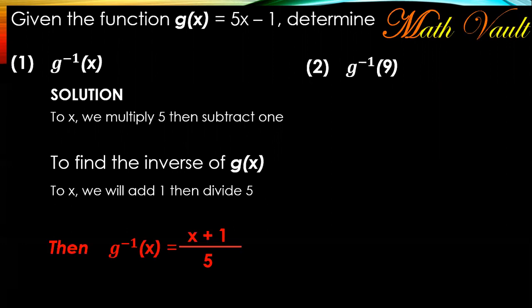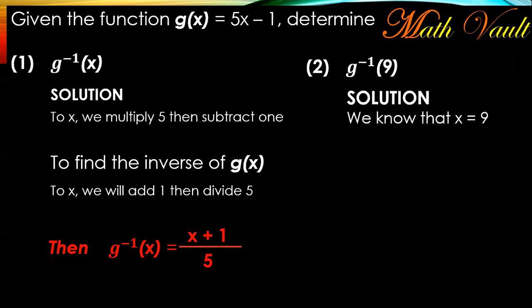This will give us the inverse g of x is equal to x plus 1, all divided by 5. Now we have the expression for the inverse of g. We are given an input value. So we know that our input value is 9. Therefore, x is equal to 9.